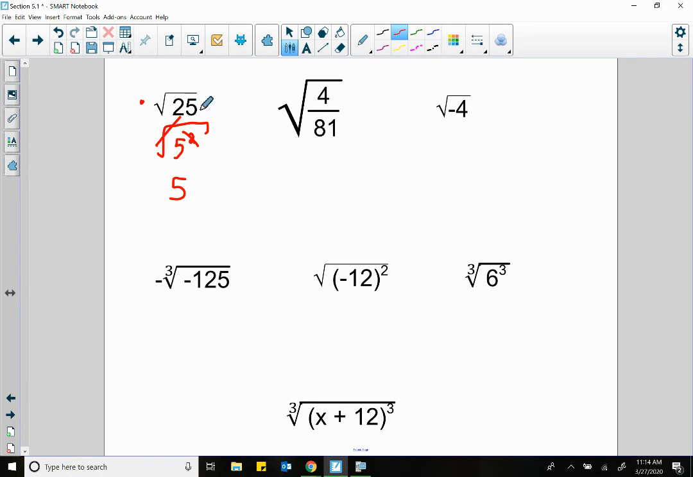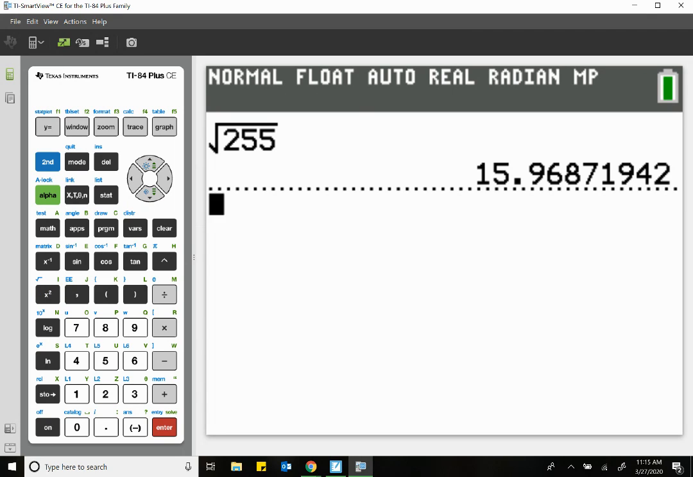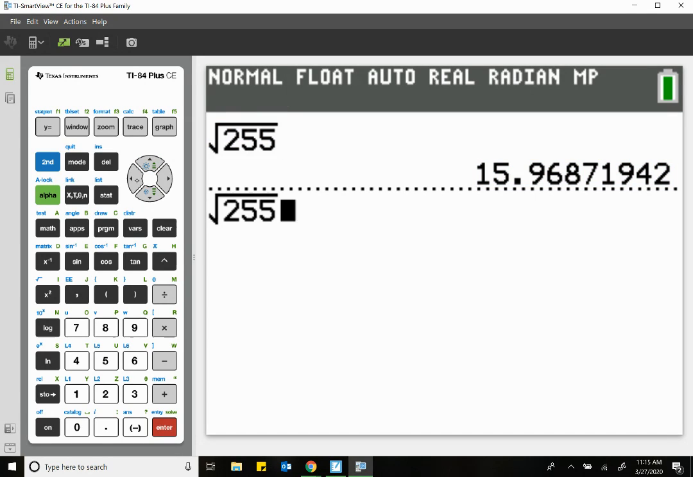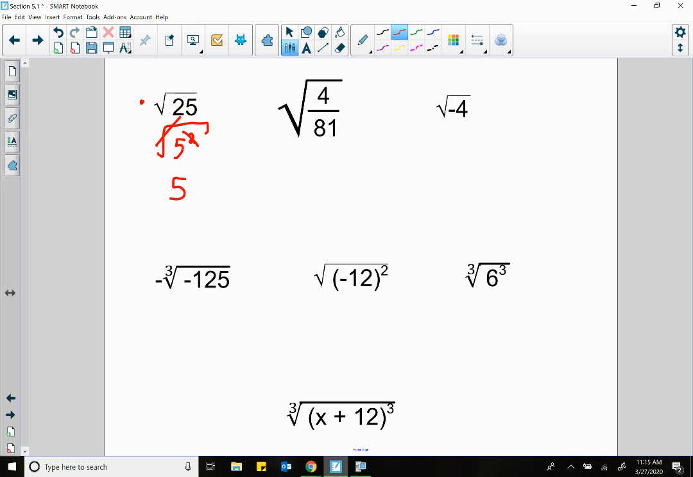And also, you could go into the calculator and run this. If I hit second x squared, 25, hit enter. Oops, too much. Let's actually make it a 25. Delete. See? 5. That's because it's a perfect square. We like perfect squares. Perfect squares make our lives easy.